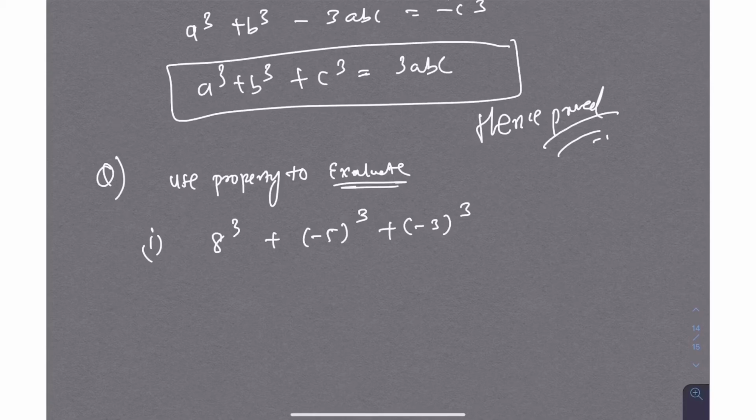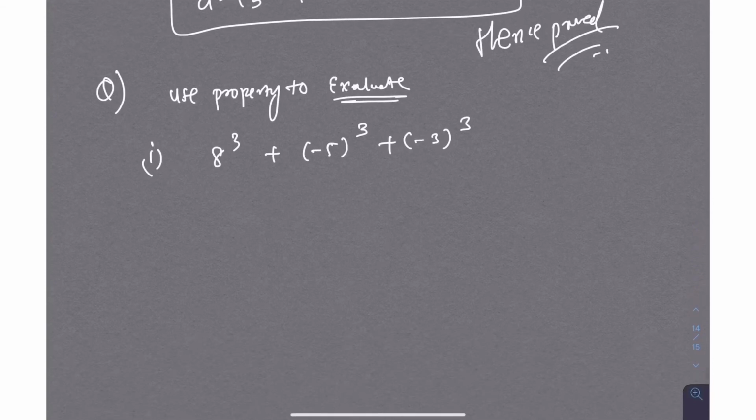Since they have mentioned it, use property to evaluate, meaning we have to use the formula. Formula is a cube plus b cube plus c cube is 3abc. So for this answer, we know, instead of a we have 8, in place of b we have minus 5 and c is minus 3. So when we expand it, we know that first we need to write the formula.